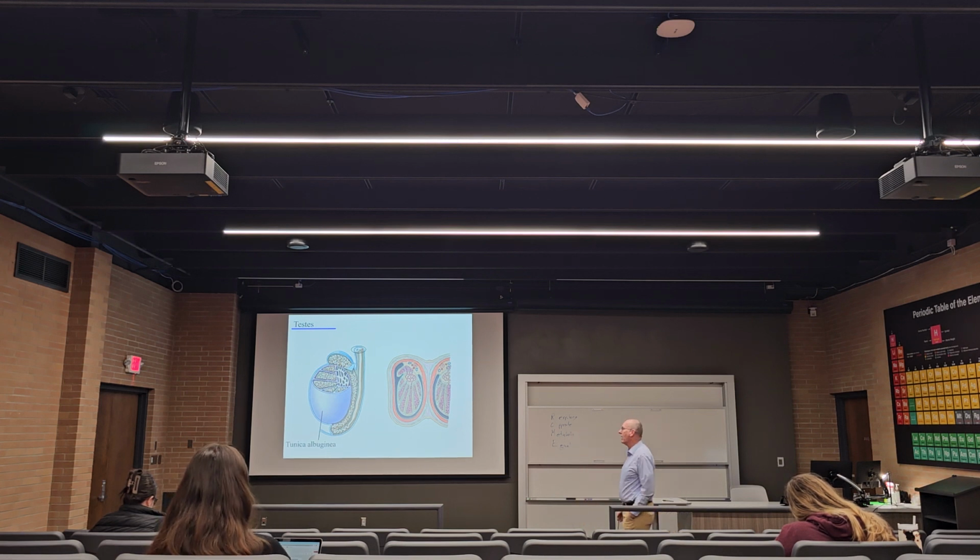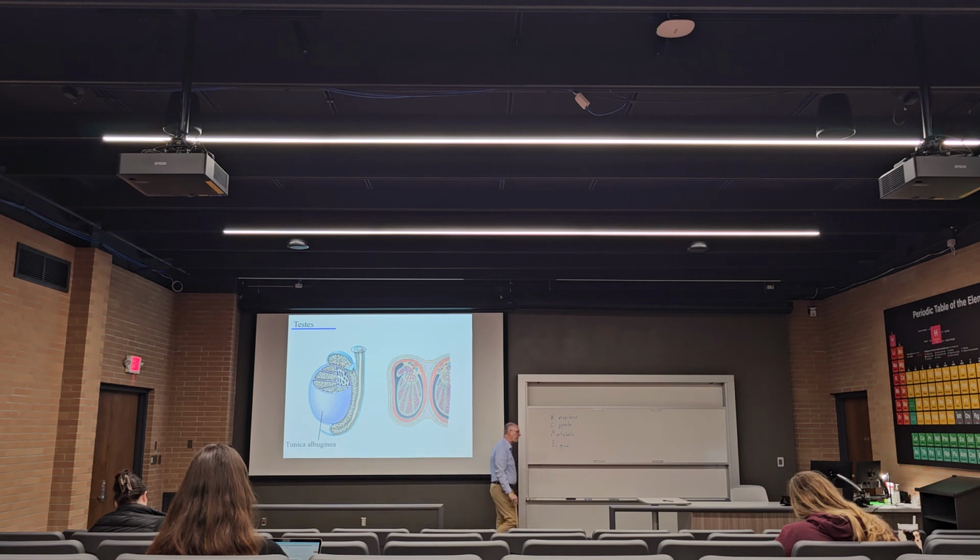And it has a nice white covering on the outside. That is the tunica albuginea, surrounding it here on the outside. Tunica simply means a covering. So this is the tunica albuginea, and you can see all the seminiferous tubules hanging out here on the inside.